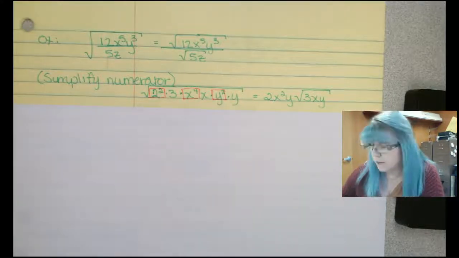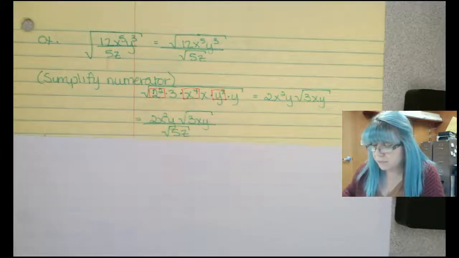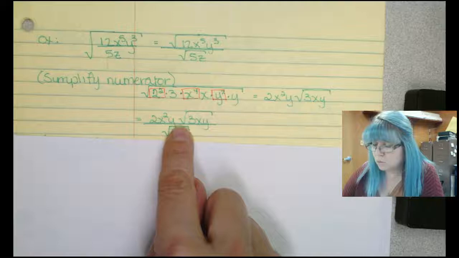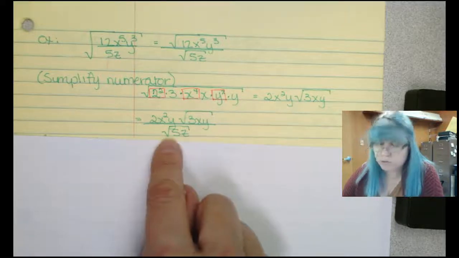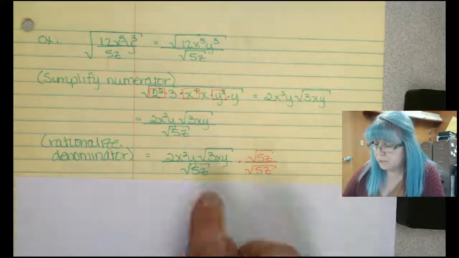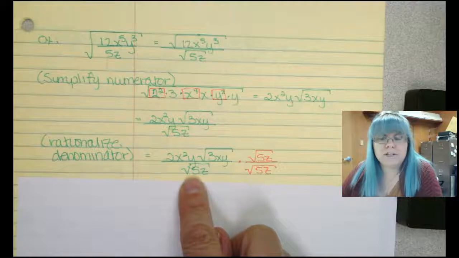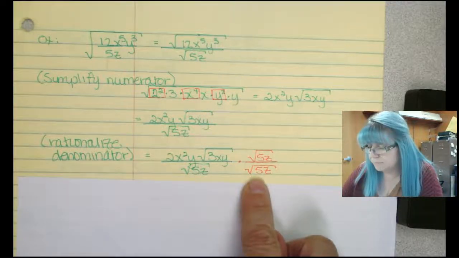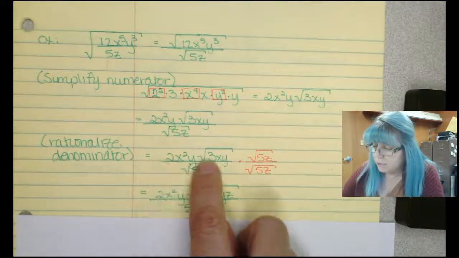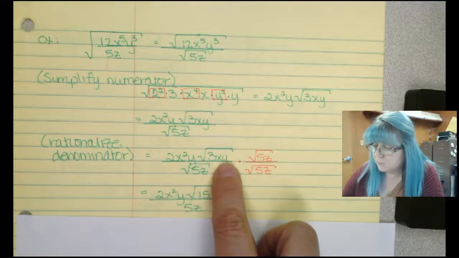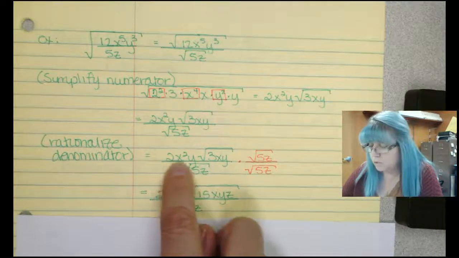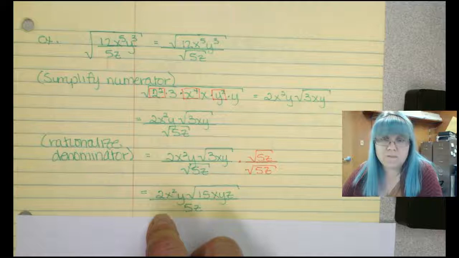Now that we simplified the numerator, we're going to rationalize the denominator. So here's what it looks like now. 2x squared y times the square root of 3xy all over the square root of 5z. Let's rationalize the denominator. Therefore, I'm going to multiply both the numerator and the denominator by the square root of 5z. That will give us, the 5z will pop out, 3 times 5 is 15, x times y times z is xyz, all over 5z. And of course, the 2x squared y, that's coming along for the ride.